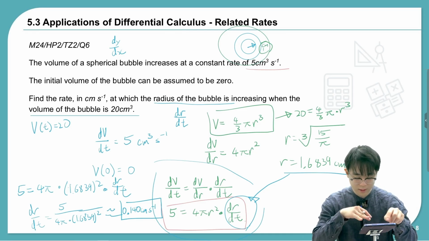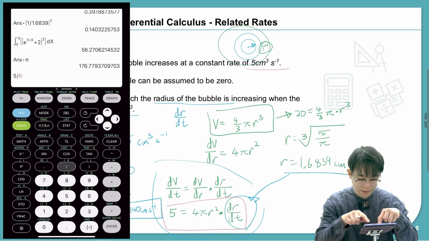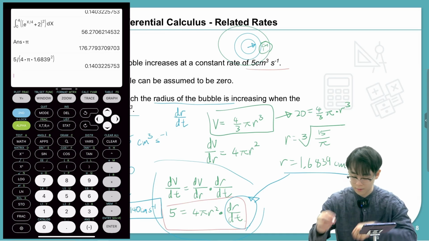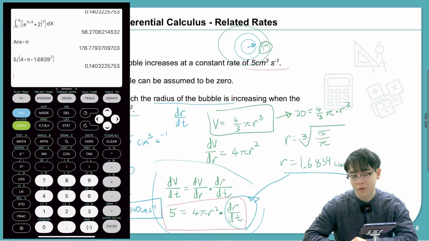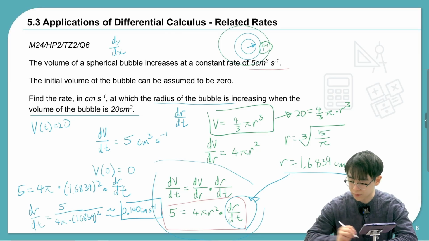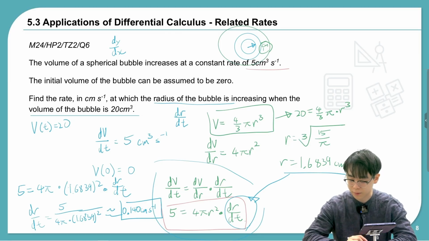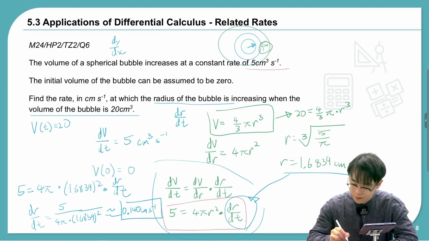Just checking, you would go to your TI, put 5 divided by 4 times pi times 1.6839 squared, and we get 0.14032, which rounds to 0.140 centimeters per second. So that's what the radius growth rate is.